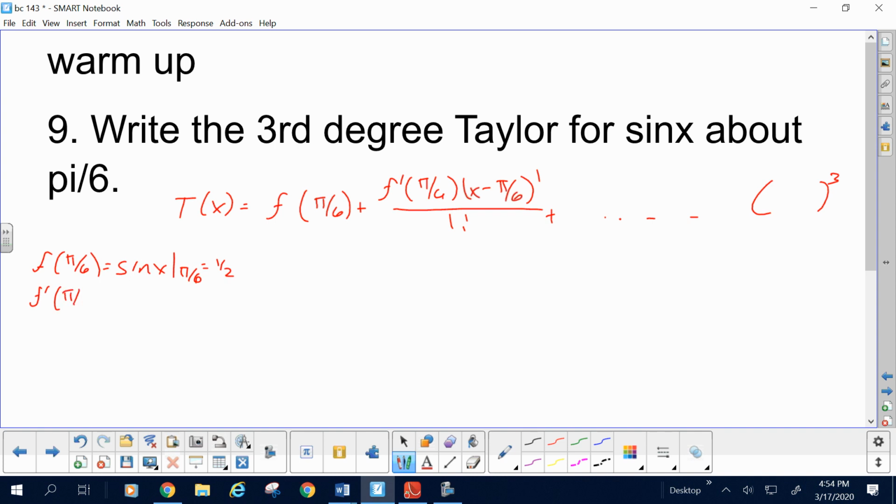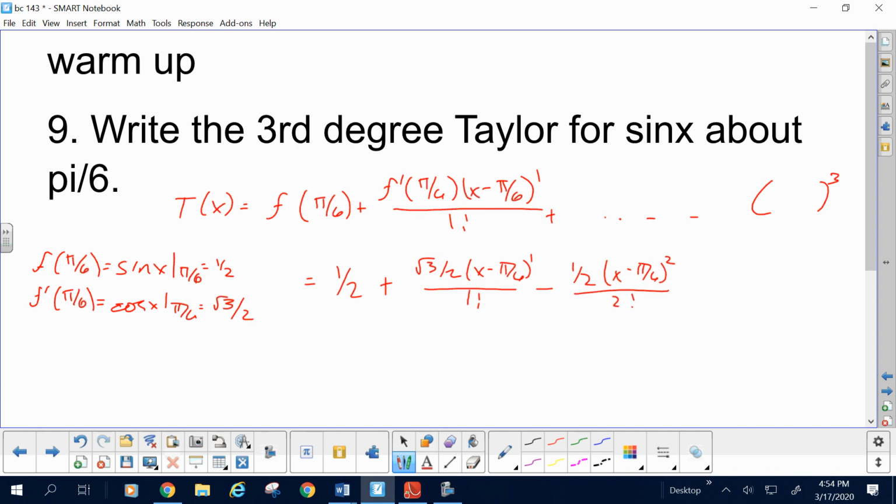F prime at pi over 6 is cosine at pi over 6, which is root 3 over 2. I'm starting to see the pattern here, so I feel like my Taylor is going to be a half plus root 3 over 2 x minus pi over 6 to the first over 1 factorial minus 1 half x minus pi over 6 squared over 2 factorial, that's f double, minus root 3 over 2 x minus pi over 6 cubed over 3 factorial. That's the third degree Taylor.